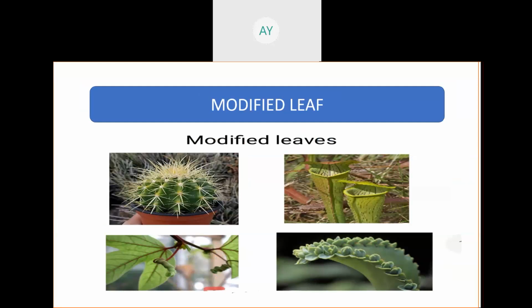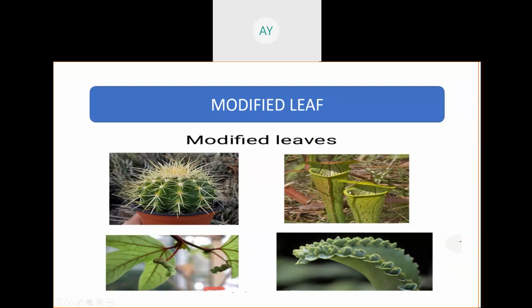So just try to know what are the different modified forms of leaf. In cactus, the spine is a modified form of leaf. The tendril structure is also a modification of the leaf. Then in the insectivorous plant, you will find a pitcher-like structure, which is also a modification of the leaf. This is the lid and this is the pitcher, just like an earthen pot.